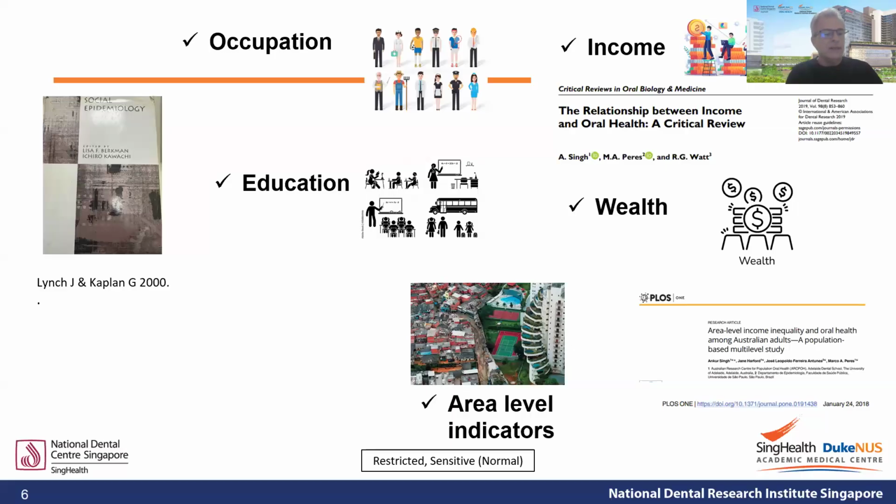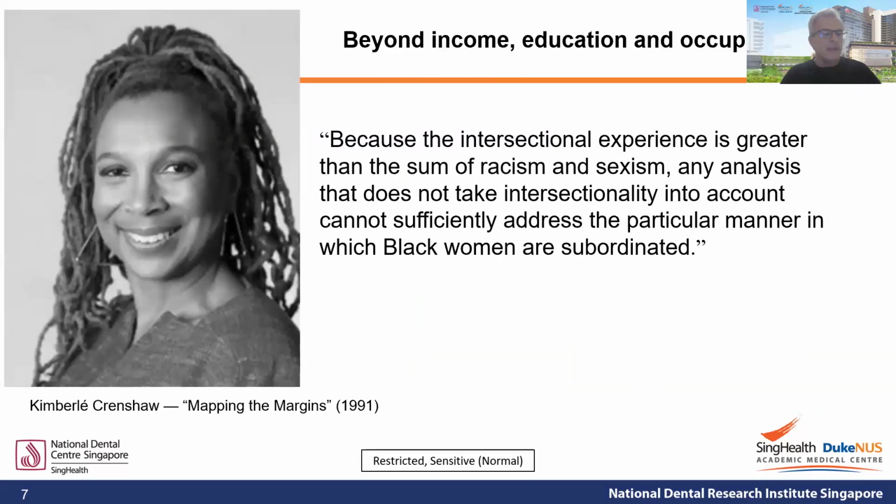For those interested in this topic, I recommend also reading Anchor's paper that I display here, "Income and Oral Health: A Critical Review", as well as the research on area-level income and oral health that he adopted in Australia. However, the use of only one dimension of socioeconomic indicators, such as income or education, has been criticized.